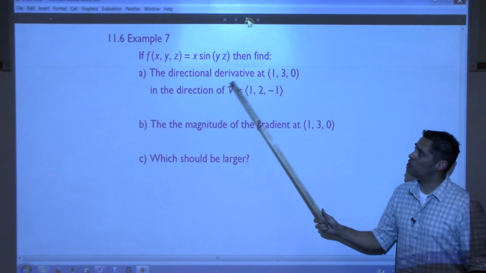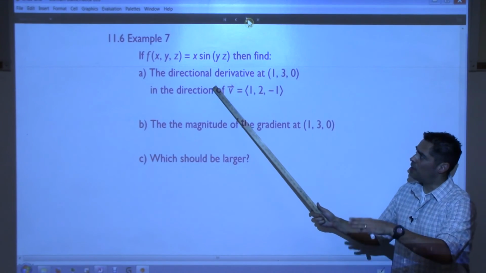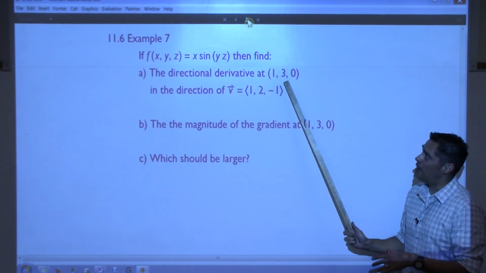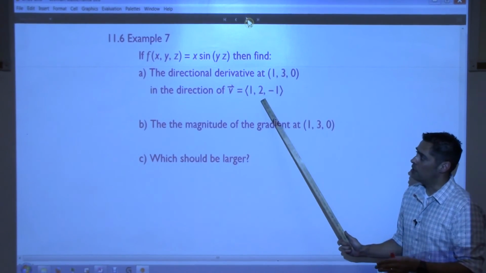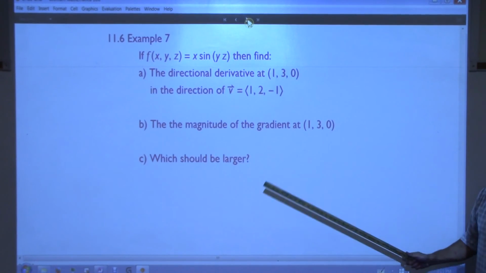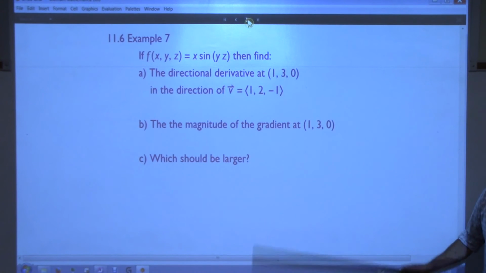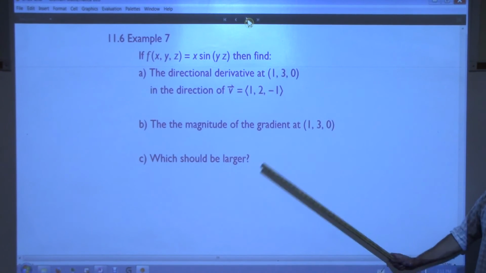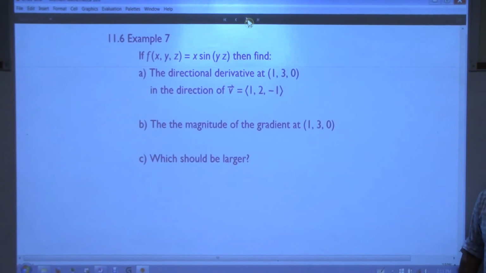This directional derivative is giving you some instantaneous rate of change at that point, right? If we're pointing in a certain direction. This is also giving you an instantaneous rate of change at that same point. Which of those is going to be larger, A or B? B, it has to be. The magnitude of the gradient is always the biggest rate of change you're ever going to get. So, do you want me to work this?